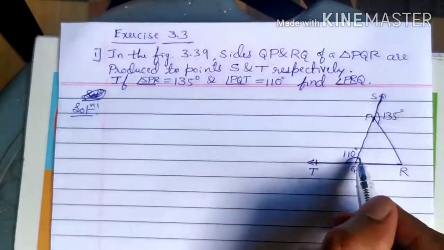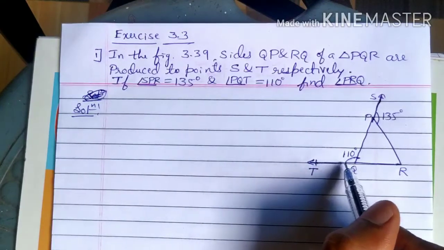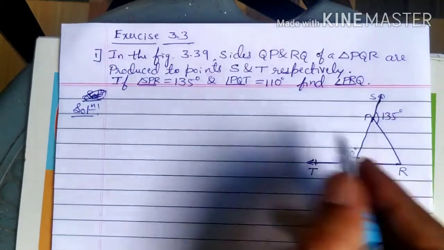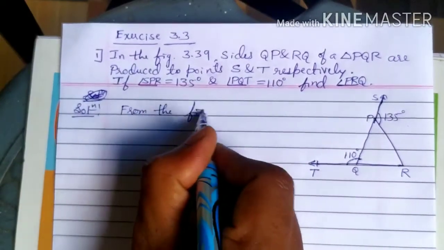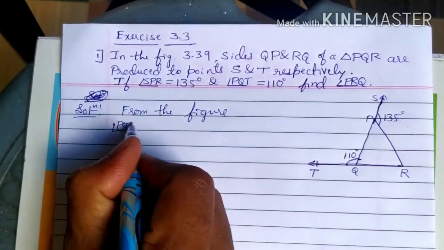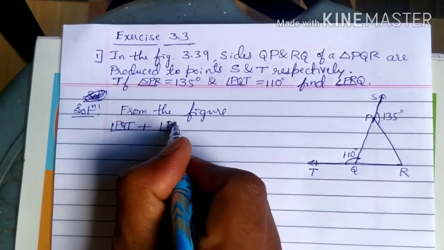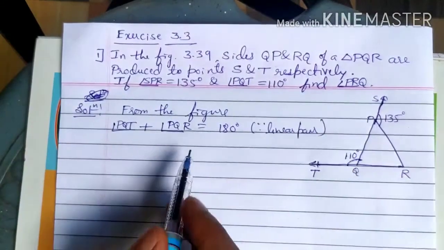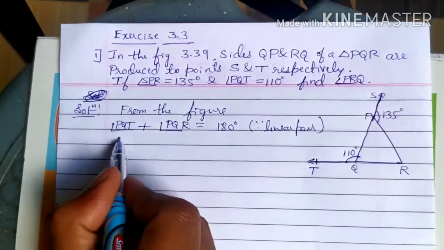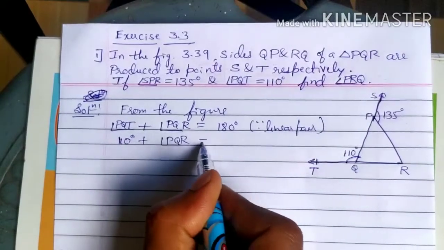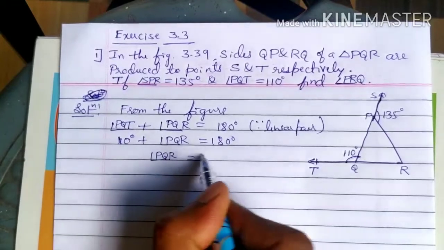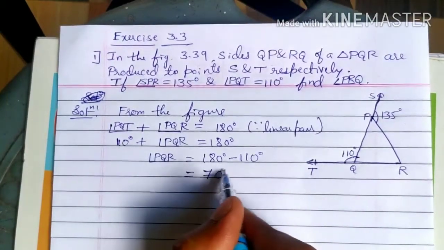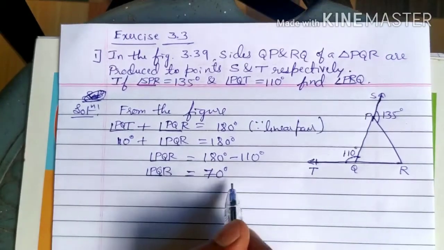Okay. So now, using this angle and the linear pair angle property, I can find this one, because the sum of these two angles is always equal to 180 degrees. Okay, first let me find this one. So from the figure, angle PQT plus angle PQR is equal to 180 degrees, because they are linear pair angles. Now PQT is given, PQT is equal to 110 degrees, plus angle PQR is equal to 180 degrees. So angle PQR is equal to 180 degrees minus 110 degrees, which is 70 degrees. Angle PQR is equal to 70 degrees.